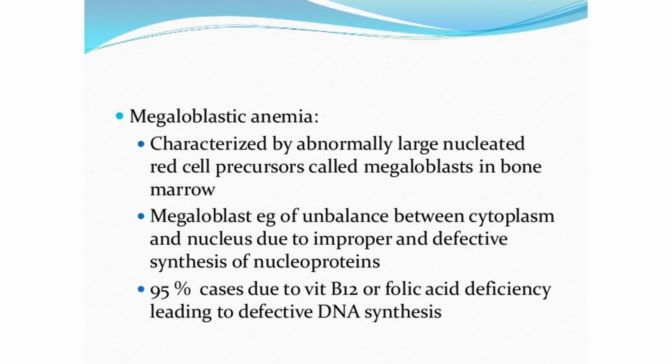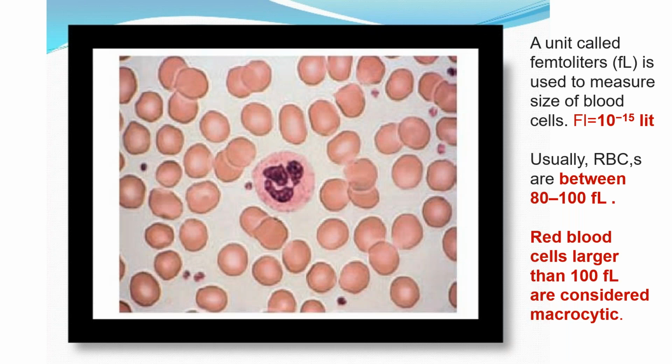Megaloblastic anemia is characterized by abnormally large nucleated red cell precursors called megaloblasts in the bone marrow. Megaloblasts are due to the imbalance between the cytoplasm and nucleus from improper and defective synthesis of nucleoprotein DNA. The most common cause is B12 and folic acid deficiency, which lead to defective DNA synthesis.